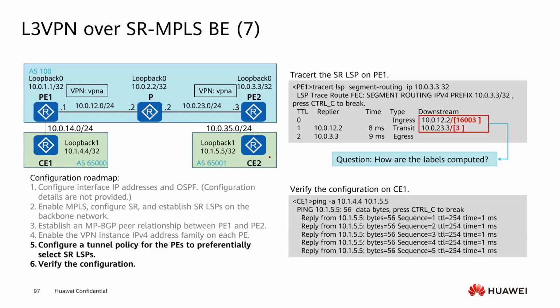And for the Layer 3 VPN over SR-MPLS BE, they can have only one label, one private label, it will be okay.